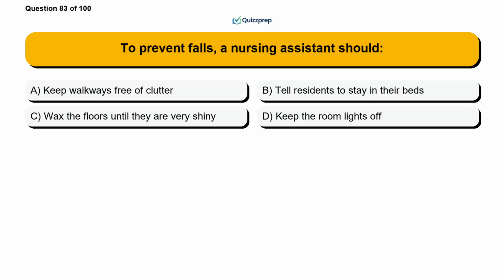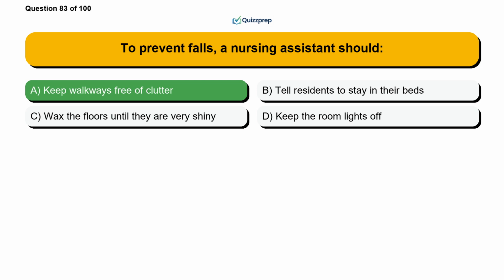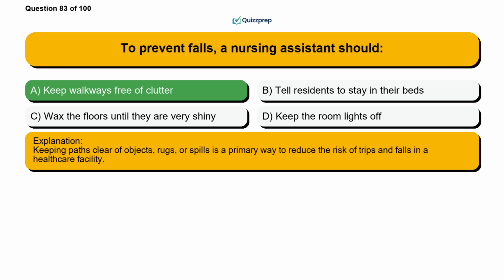Question 83. To prevent falls, a nursing assistant should: option A, keep walkways free of clutter. Option B, tell residents to stay in their beds. Option C, wax the floors until they are very shiny. Option D, keep the room lights off. The correct answer is option A, keep walkways free of clutter. Keeping paths clear of objects, rugs, or spills is a primary way to reduce the risk of trips and falls in a healthcare facility.